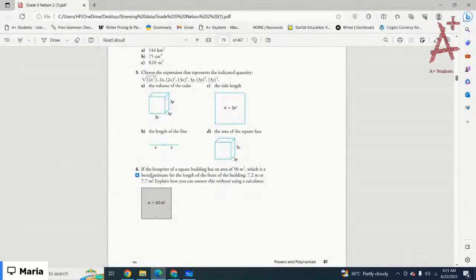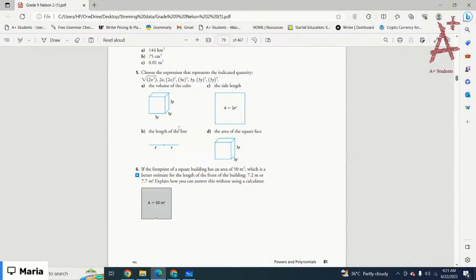Okay, just look at question number 6. Choose the expression that represents the indicated quantity. Okay, 3y. The first, A, is the volume of the cube. The volume of the cube is side times side times side. So it would be 3y times 3y times 3y. It represents 3y cube. Got it? This option is the correct one.